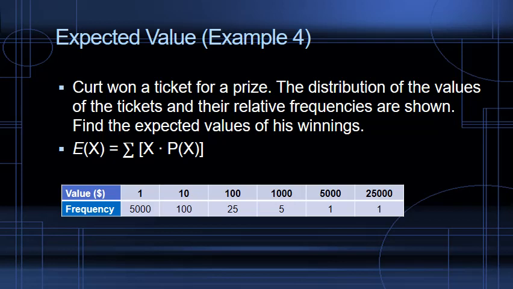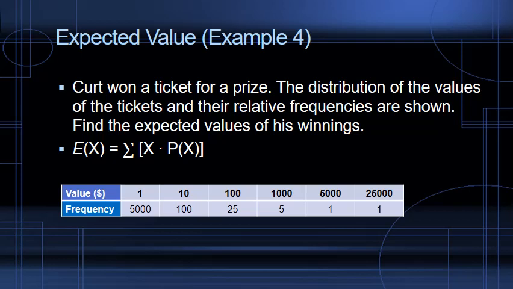Well, we've been considering probability distributions, and now we're going to begin to take a look at how to analyze a probability distribution. Two of the most common statistics used to analyze a discrete probability distribution are the mean, or the expected value, and the standard deviation. We're going to begin by looking at expected value.